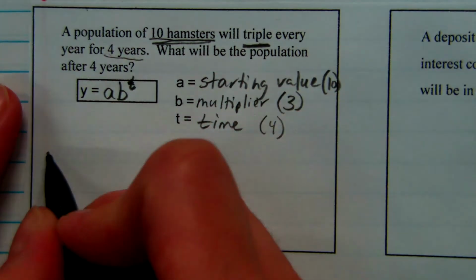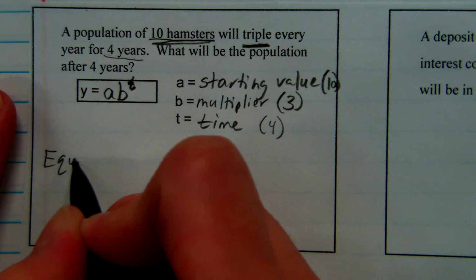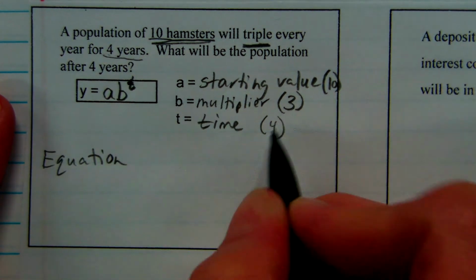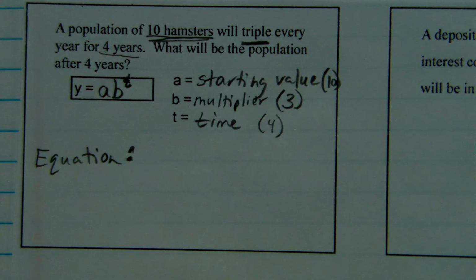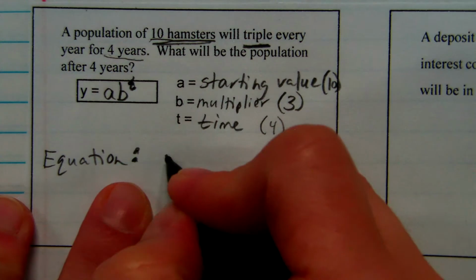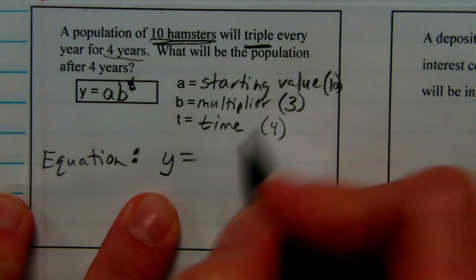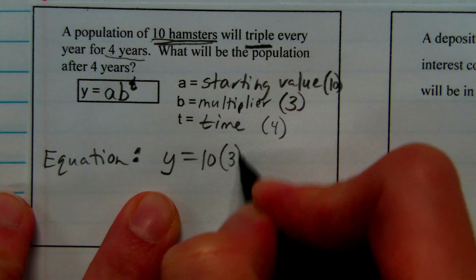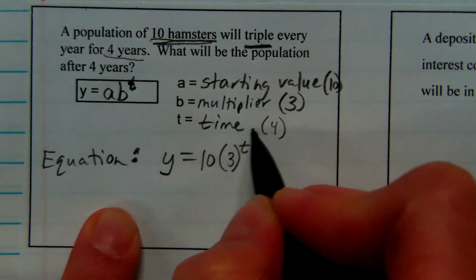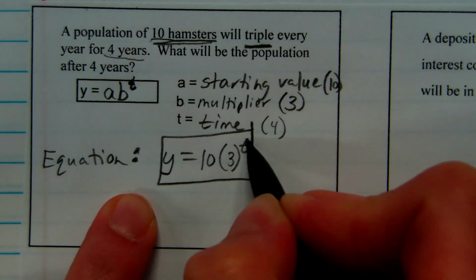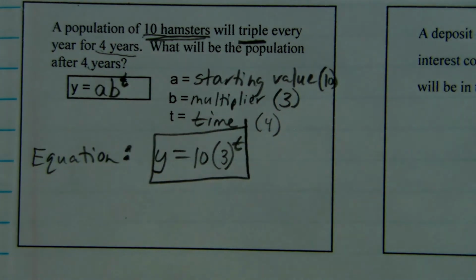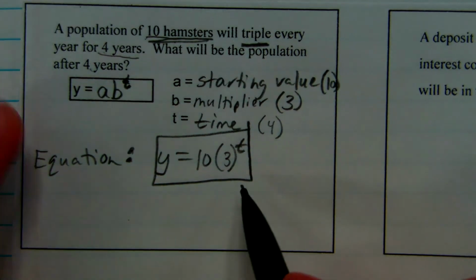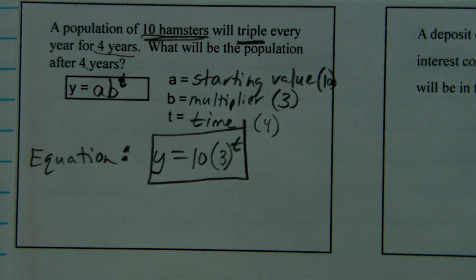So we're going to write an equation for the situation first before we put in the 4. So just a general equation we could use for any year. Go ahead and help me out. So it'd be y equals 10 parentheses 3 to the t power. So this is just the equation. I'm going to put t in there. I want to have an equation because they might ask me 4 years and then 10 years and then 17 years.